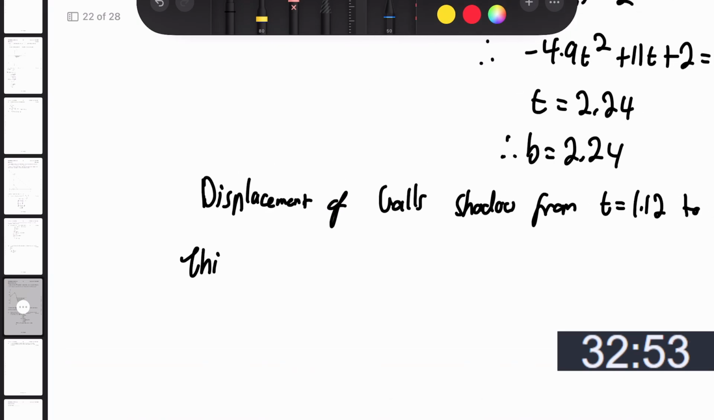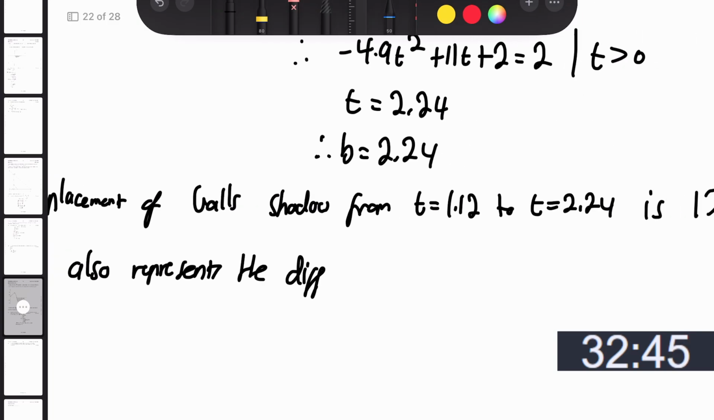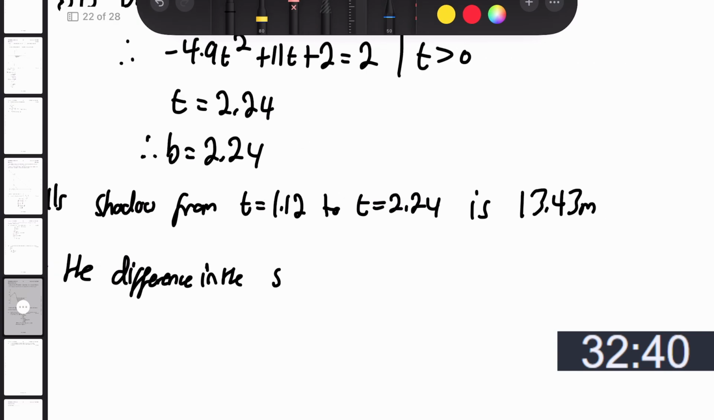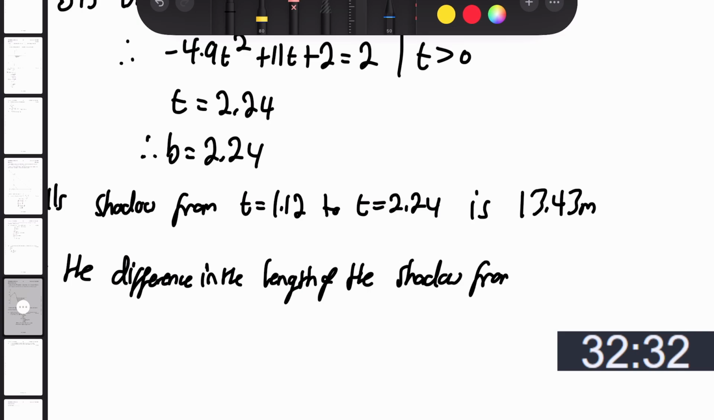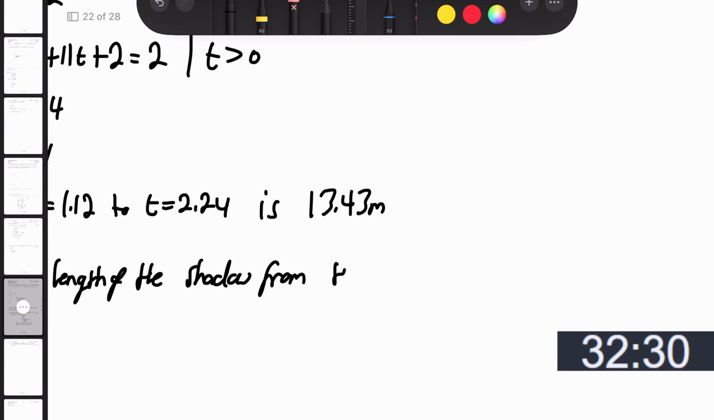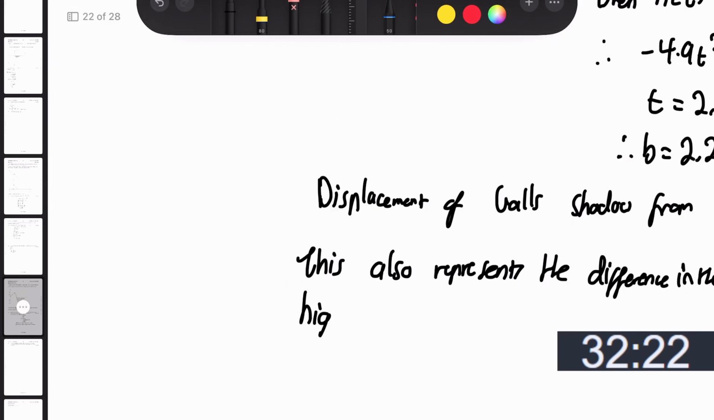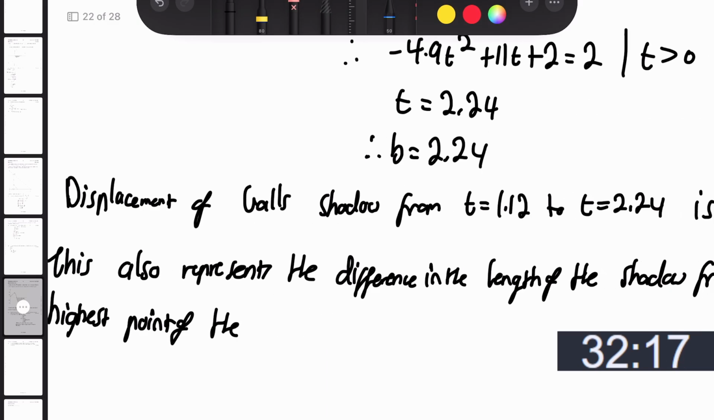This represents the difference in the length of the shadow from the lowest point R to the highest point of the ball's motion.